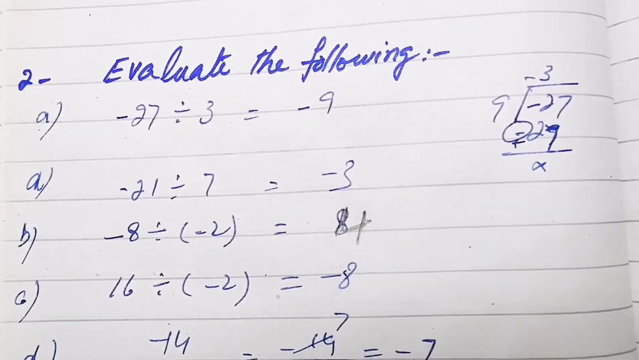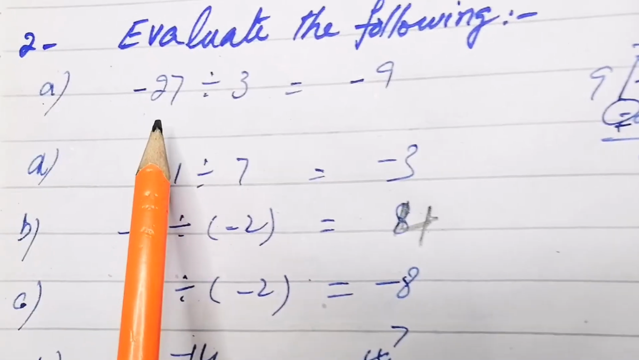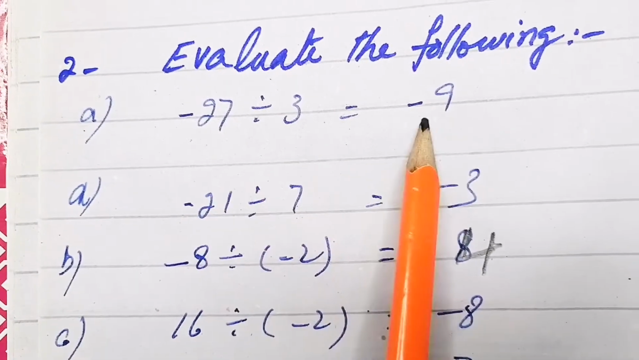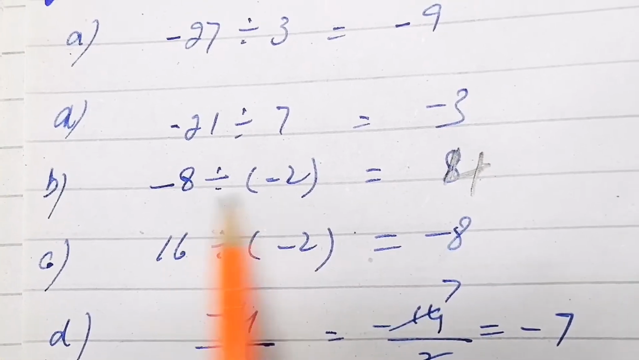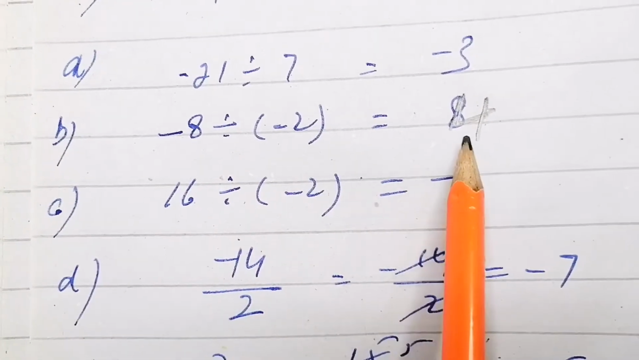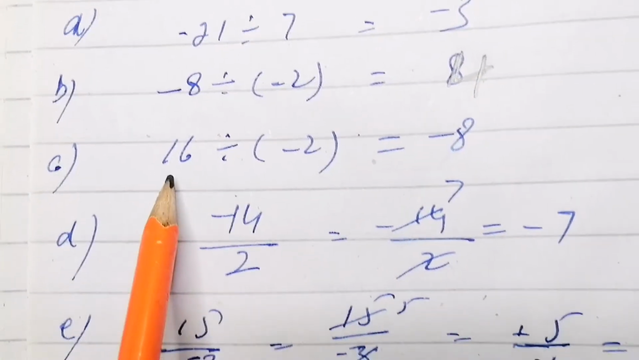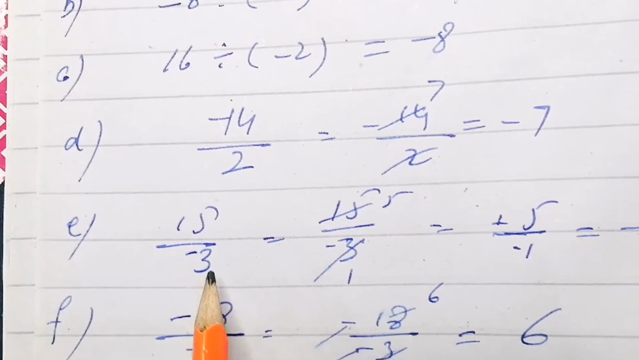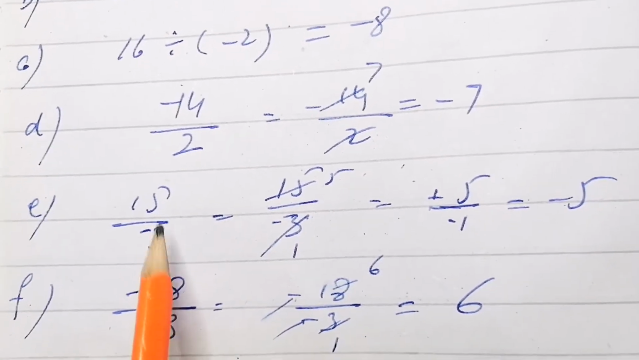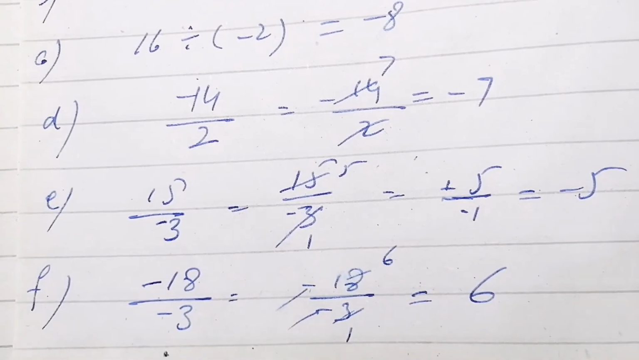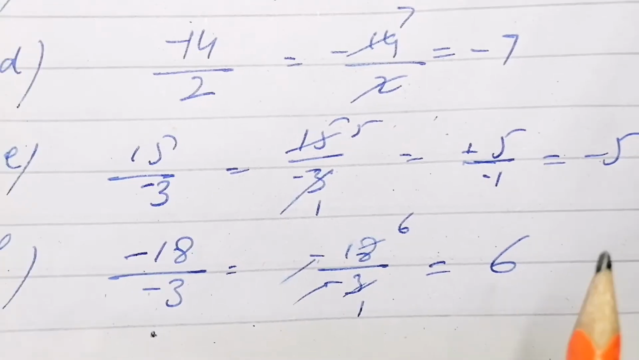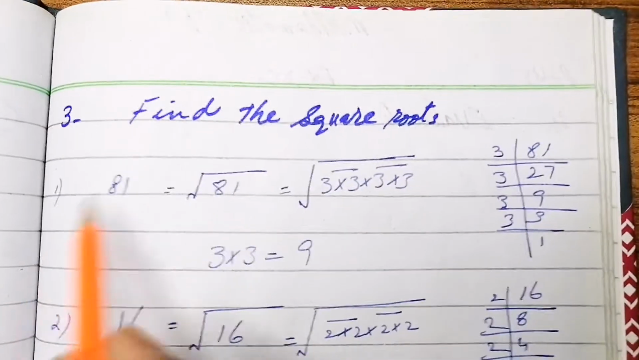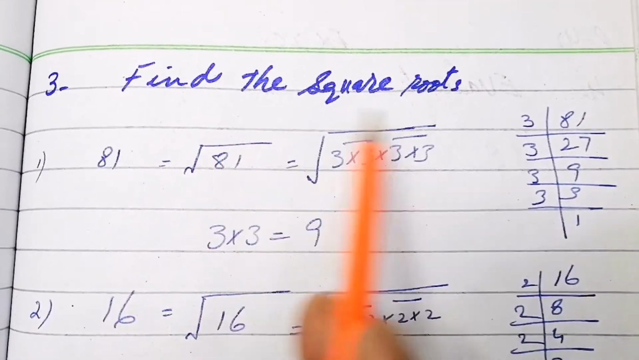Here the division method is given, so we have to solve according to the division method. 3 9s are 27, minus sign is there, minus 9; 7 3s are 21; 8 2s are 16; 2 4s are 8, right? Minus minus cancel, and 4 is the answer. 2 8s are 16, minus 16; 14 divided by 2 is equal to 7; 15 divided by 3 is equal to minus 5; and minus 18 over minus 3 is equal to plus 6. Minus minus cancel.